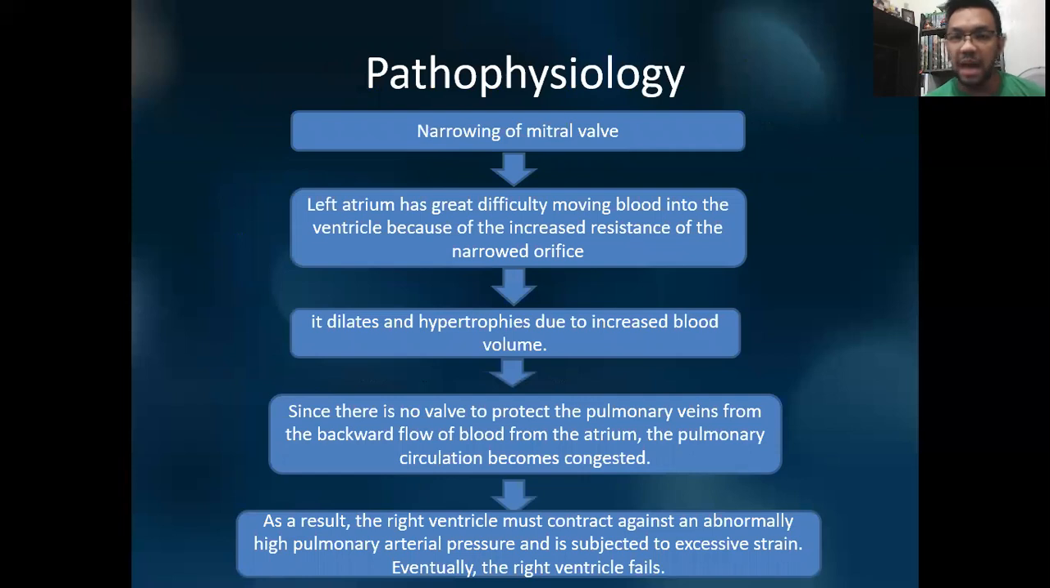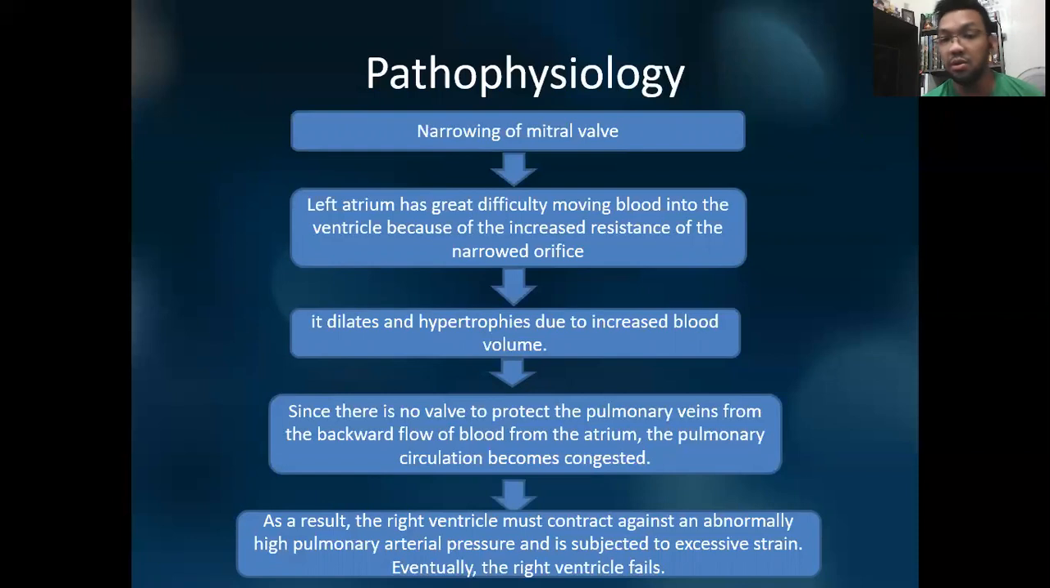So the pathophysiology of this, there's a narrowing in the mitral valve. Left atrium has great difficulty moving blood into the ventricle because of the increased resistance of the narrowed orifice. So since there's a narrowing there, tendency is it will give too much work on the left atrium. So this now will dilate and hypertrophy due to the increased blood volume.